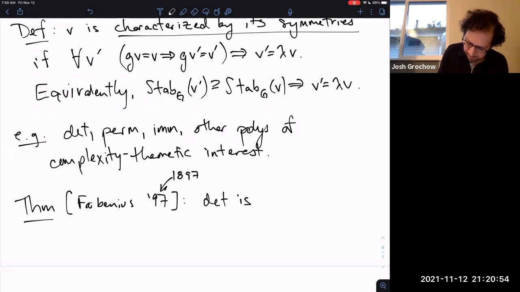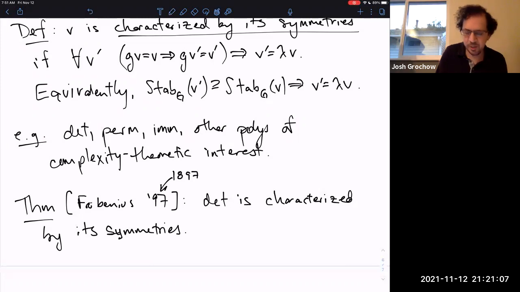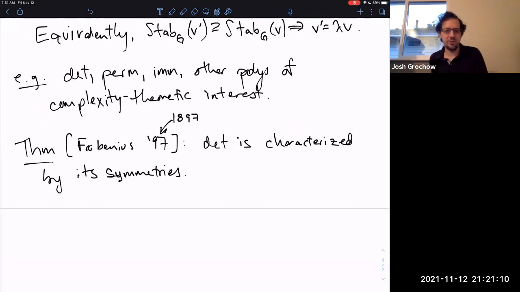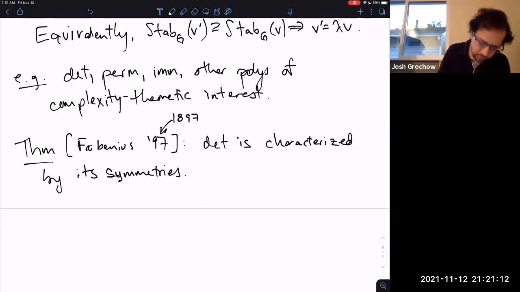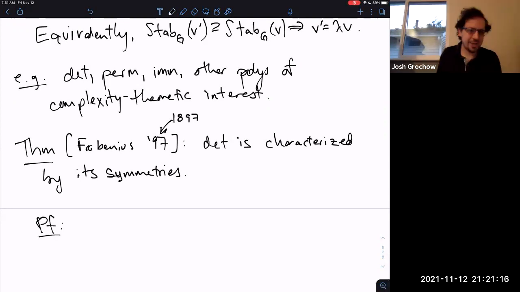The determinant is characterized by its symmetries. This proof I find particularly interesting. Not all of the proofs of characterization by symmetries go this way, but one way you can prove this is by Gaussian elimination. There's some very close relationship between the fact that you can compute the determinant efficiently and the fact that it's characterized by its symmetries.